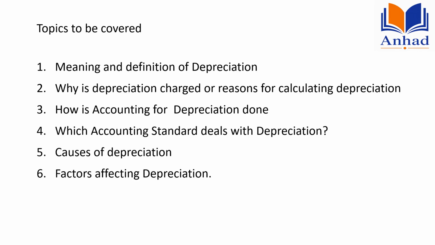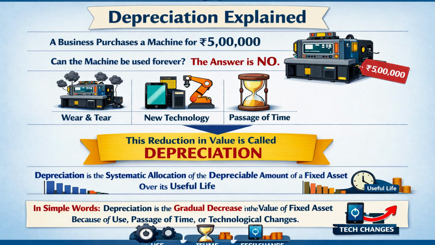Let's begin. Our topic number 1, meaning and definition of depreciation. Suppose a business purchases a machine for 5 lakhs rupees. Can the machine be used forever? The answer is no. With regular use, every machine gradually wears out. Some assets become outdated because of new technology. Others lose value due to the passage of time. This reduction in the value of a fixed asset is called depreciation.